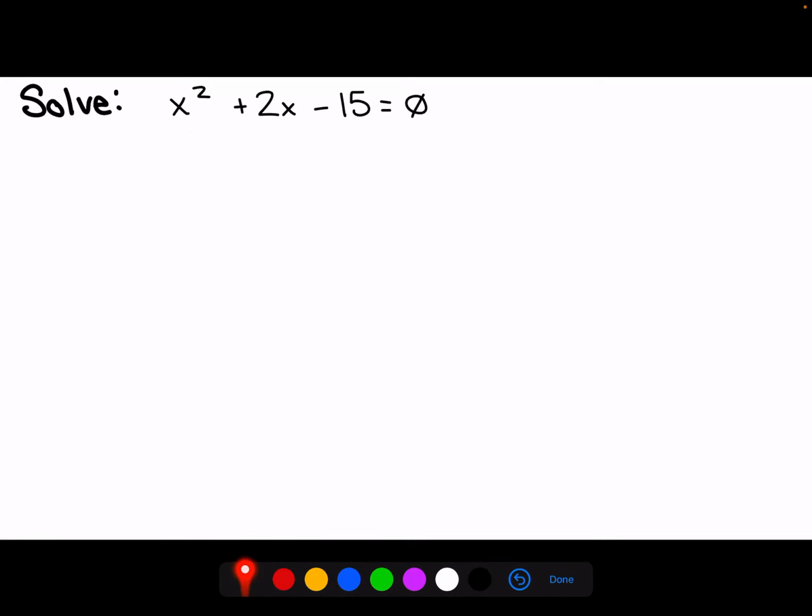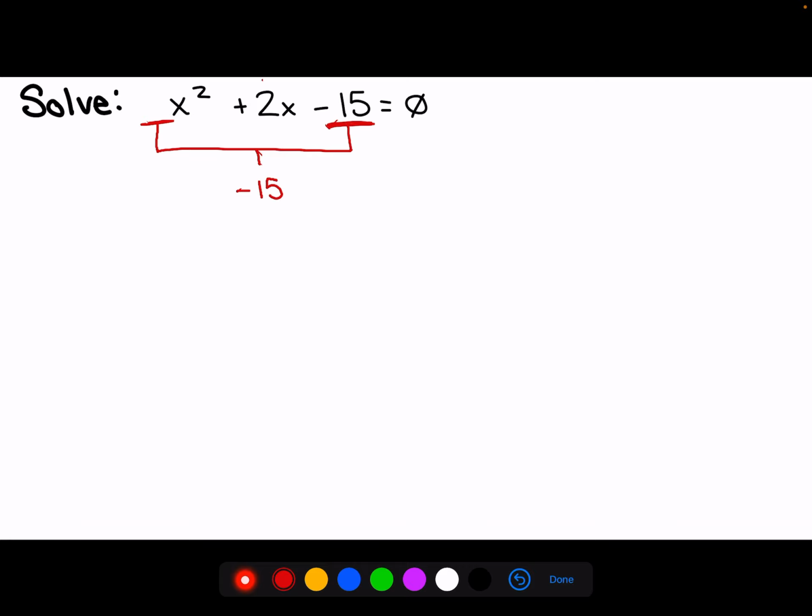Please feel free to go ahead and pause the video if you'd like and try this one out on your own first. Looking at this, it's already in standard form, ax squared plus bx plus c equals 0. The first thing I'm going to do is take my a value, which is 1, and multiply it by my c value, which is negative 15. That gives me negative 15.